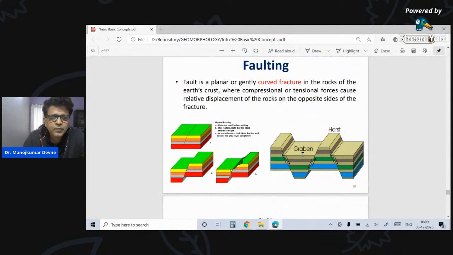What is faulting? This is basically due to tension, where you're pulling things away from each other. If I'm going to pull this away from each other, what is going to happen? It may break, and this is the very thing that happens as far as faulting is concerned.